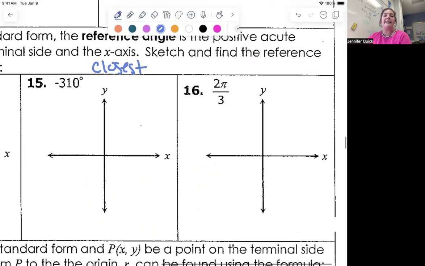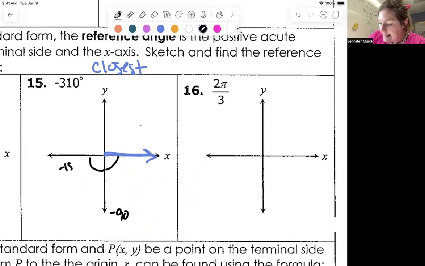Okay, let's go negative 310. So if I go negative 310, that's actually going to be a negative angle. So that means I'm going to go in this direction. There's negative 90, right? Negative 90, negative 180, negative 270, and then a little bit more. How much more? 40. Okay, good. So that's going to be right about here. So that is my negative 310.